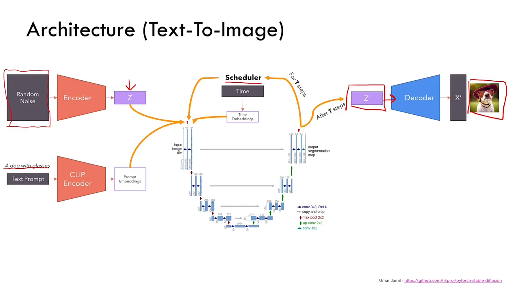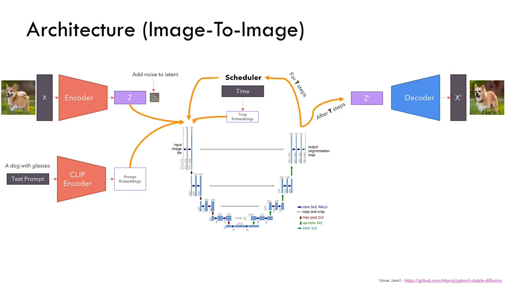We can do the same thing for image to image. Image to image means that I have, for example, the picture of a dog, and I want to modify this image into something else by using a prompt. For example, I want the model to add glasses to this dog. So I can give the input image here, and then I say a dog with glasses, and hopefully the model will add glasses to this dog.